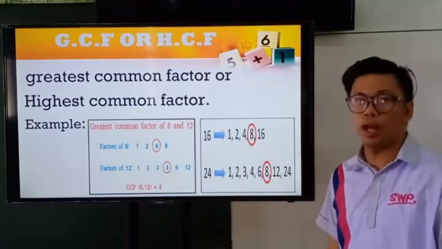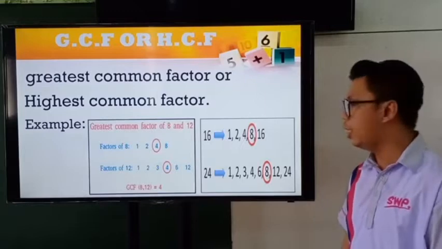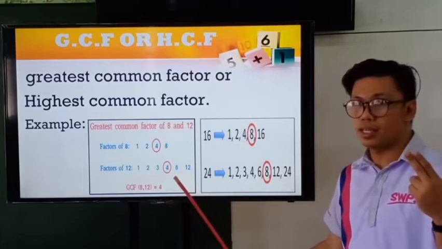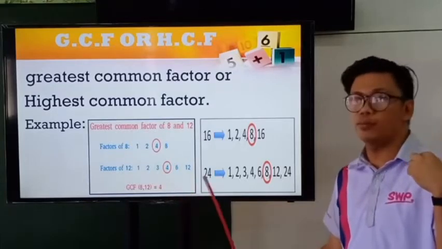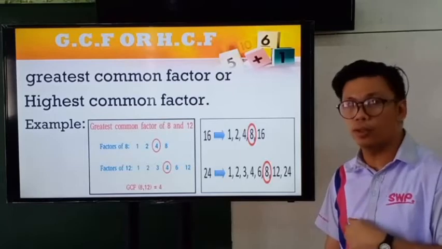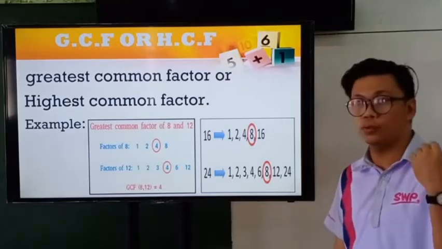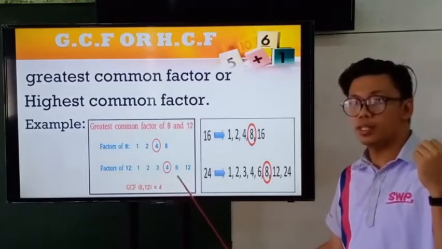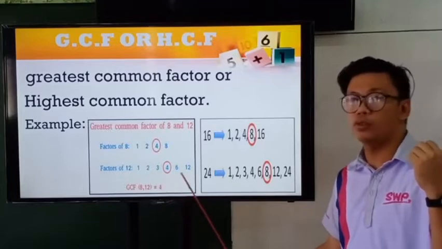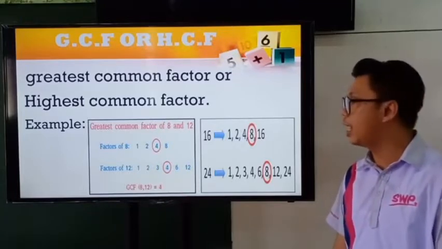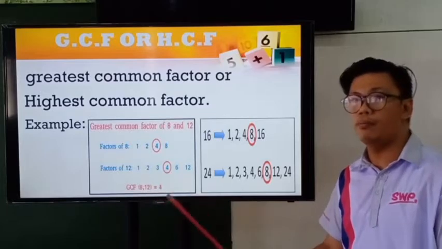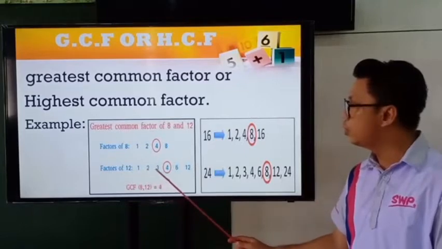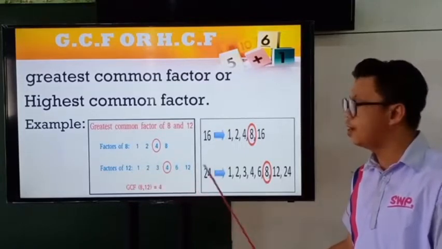How about 12? What are the factors of 12? We have 1 times 12, 2 times 6, and 3 times 4. So that is our factors of 12. Now we will write the numbers from smallest to largest. So first is 1, 2, 3, 4, 6, and 12.